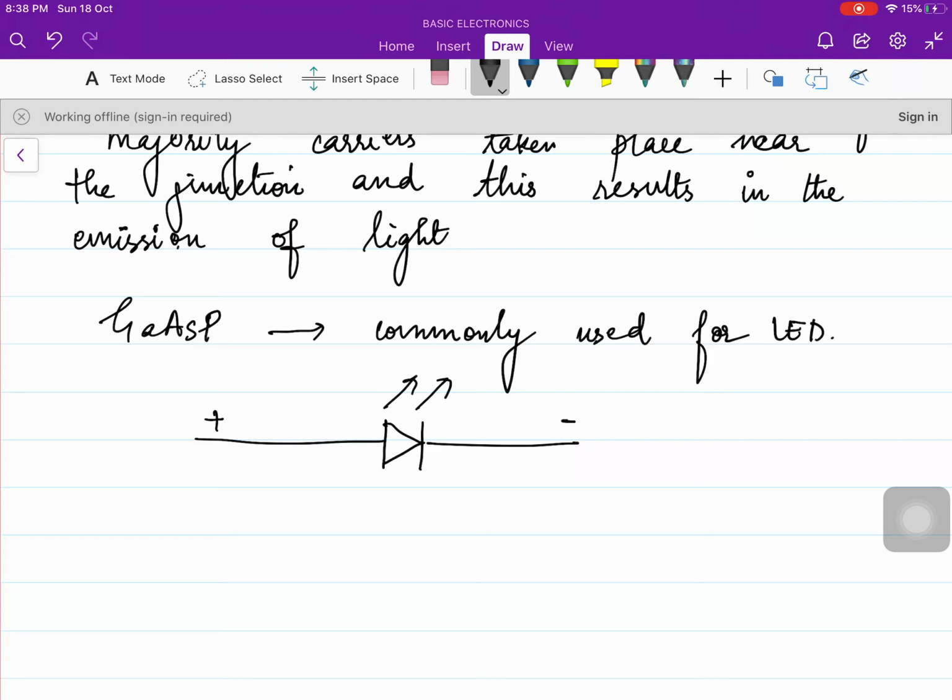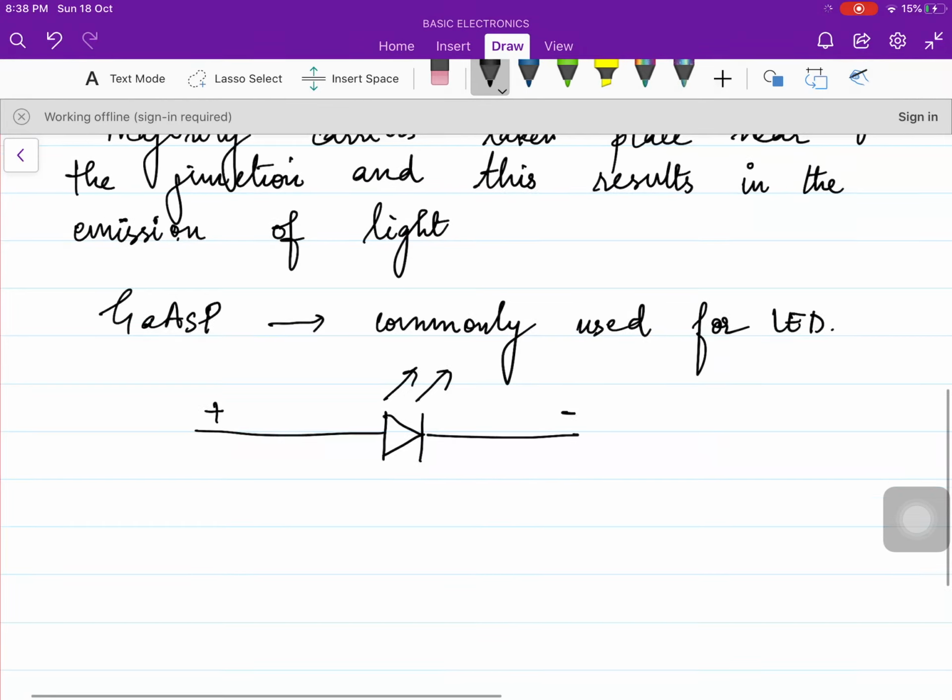So how does an LED operate? LED has to be forward biased to operate, and when it is forward biased, then the majority carriers recombine near the junction and energy is released in the form of light. Most commonly used materials are compound semiconductors made up of third and fifth group elements, and gallium arsenide phosphide is the most commonly used material for LED. You must also draw the symbol whenever this question comes in the exam. Don't wait for the examiner to ask for the symbol of LED. You must draw it on your own.